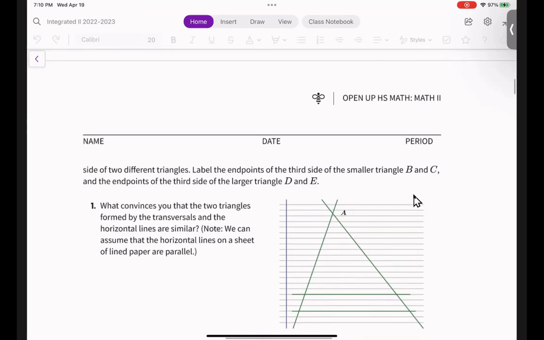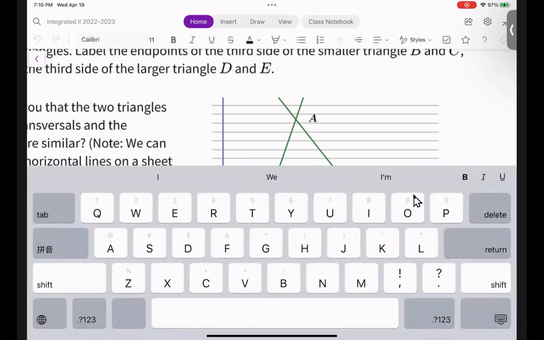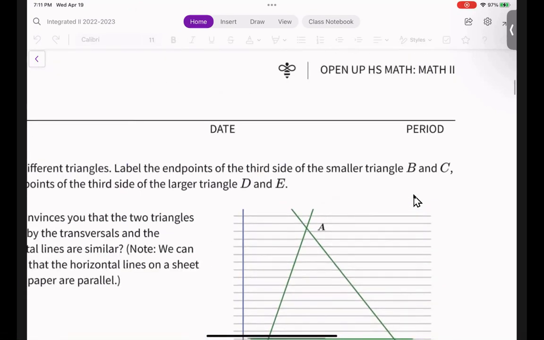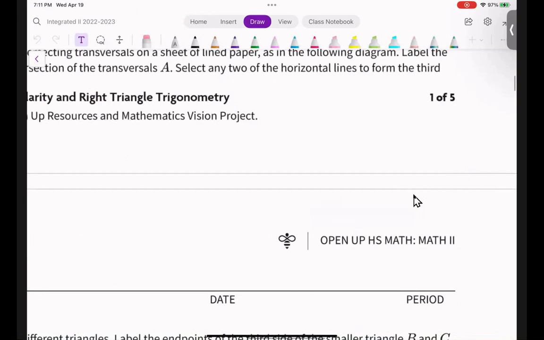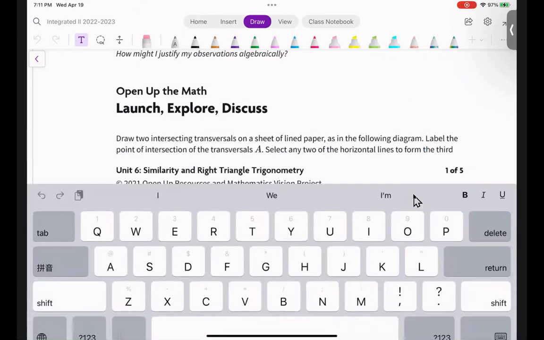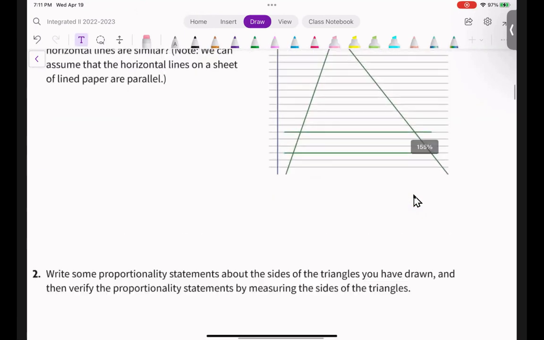So here's our thing, and I do want you to copy this on a piece of paper. It's best to use that ruled paper so that you can just use the lines that go across and you don't have to draw them. So it says, one more time, draw two intersecting transversals on a sheet of lined paper. They did that for you. It's these two lines here.